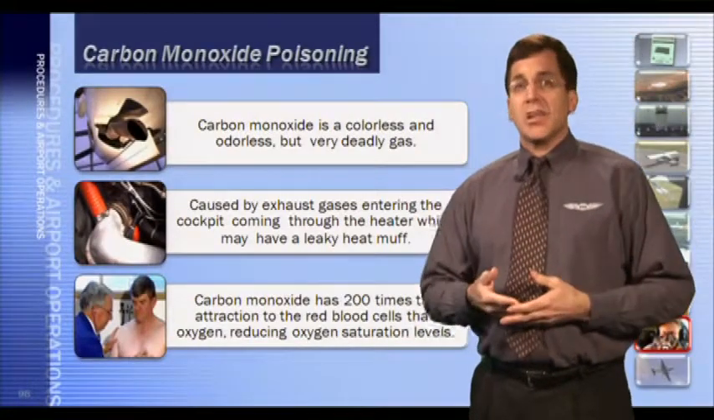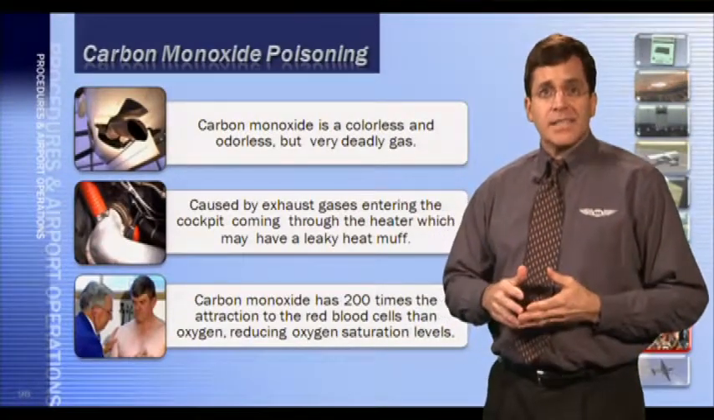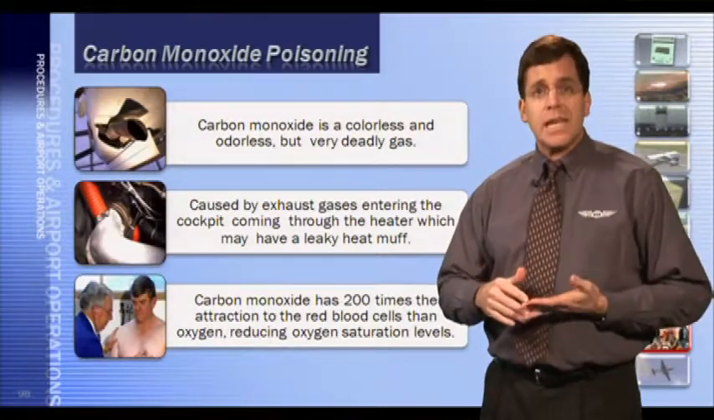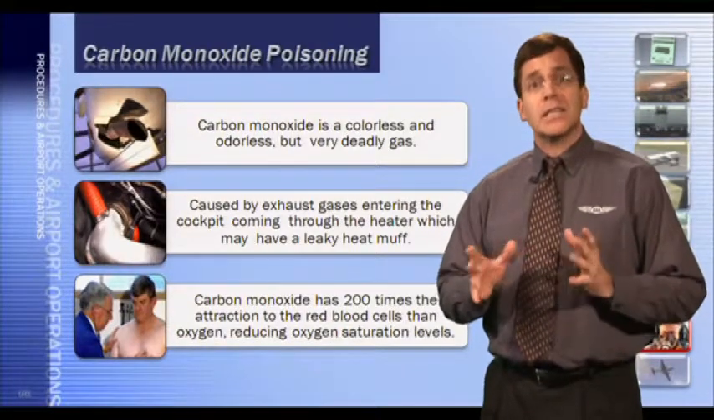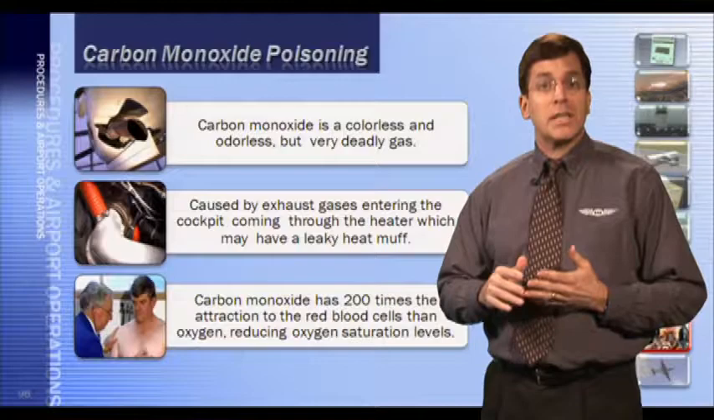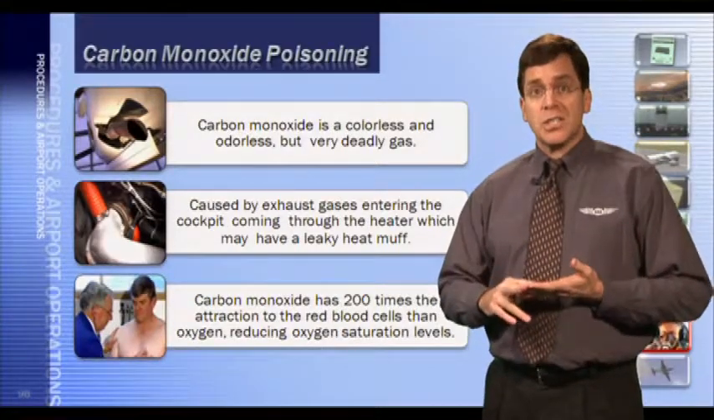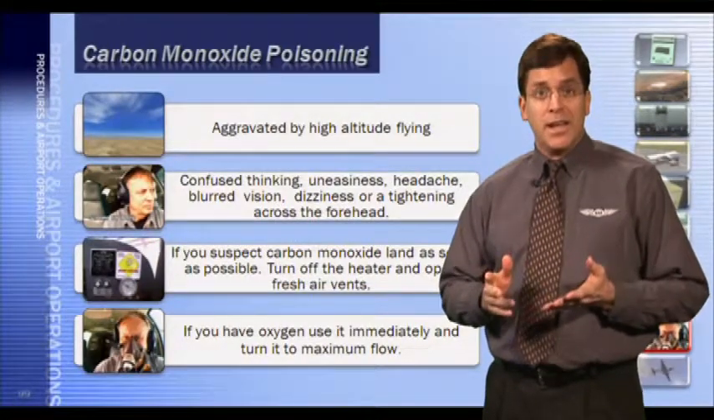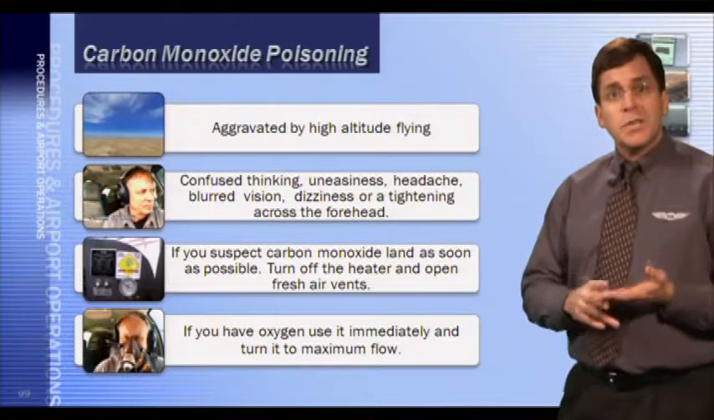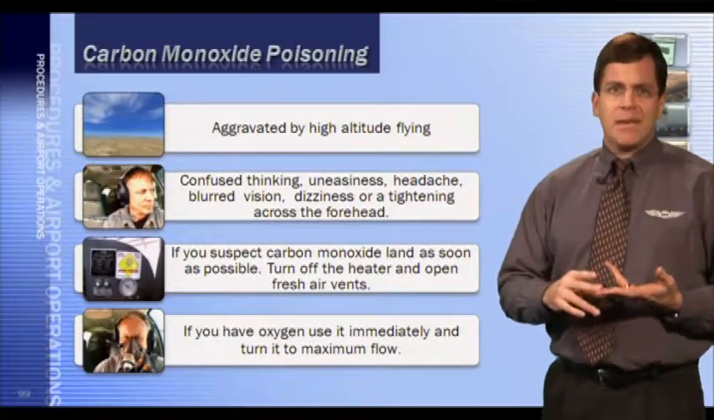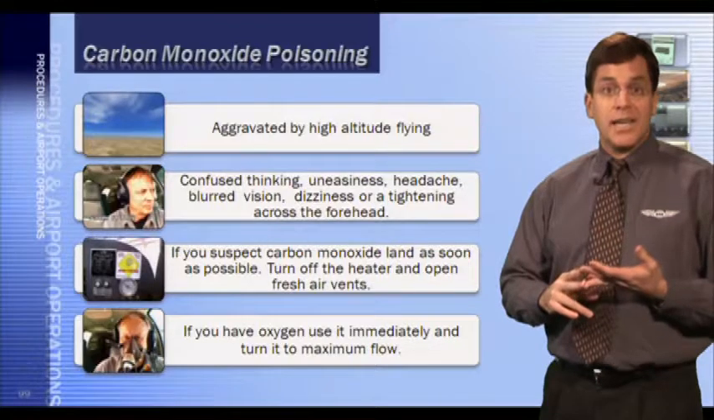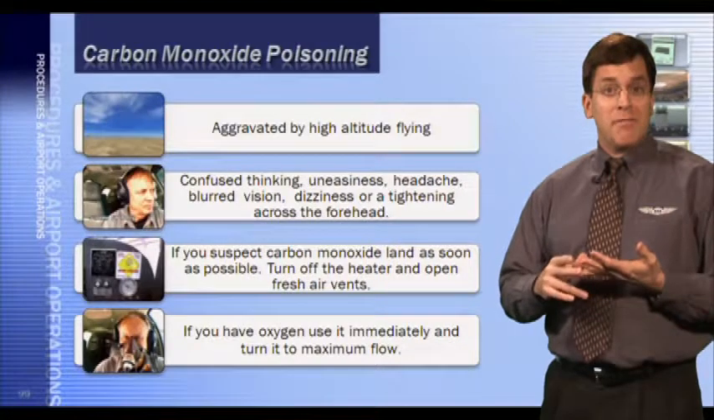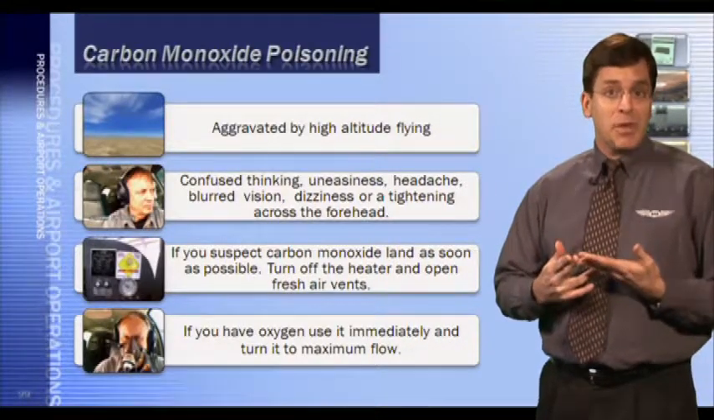Carbon monoxide is a colorless and odorless but very deadly gas. It's caused by exhaust gases entering the cockpit coming through the heater, which may have a leaky heat muff. Carbon monoxide has 200 times the attraction to the red blood cells than oxygen, reducing oxygen saturation levels. Carbon monoxide poisoning is aggravated by high altitude flying. Symptoms include confused thinking, uneasiness, headache, blurred vision, dizziness, or tightening across the forehead. If you suspect carbon monoxide poisoning, you want to open any vents, turn any oxygen to maximum flow, and land as soon as possible.